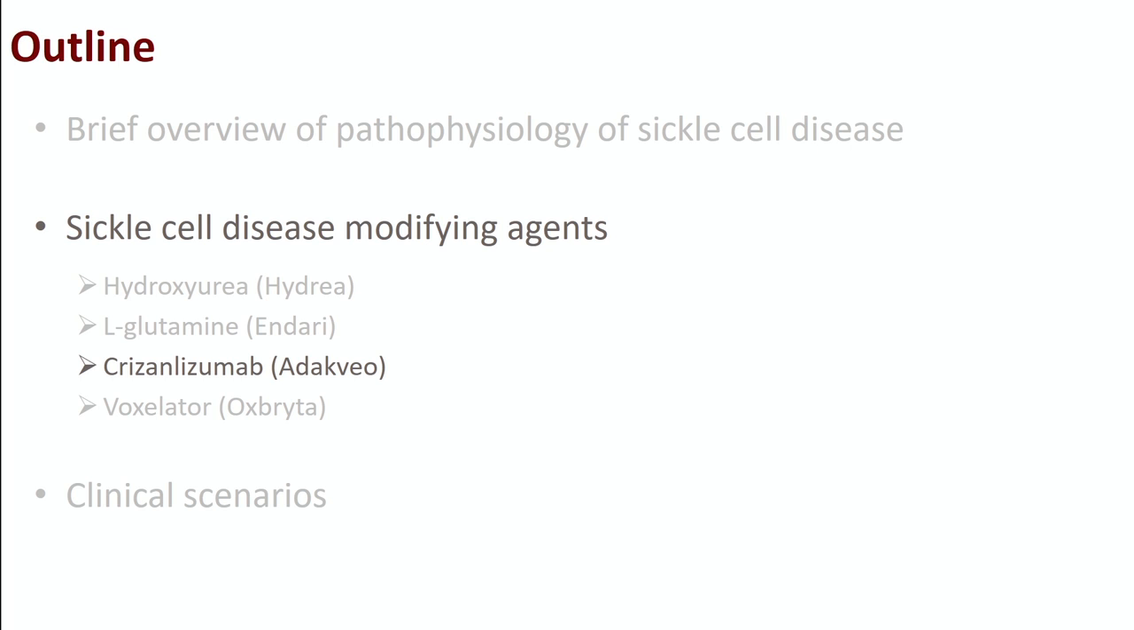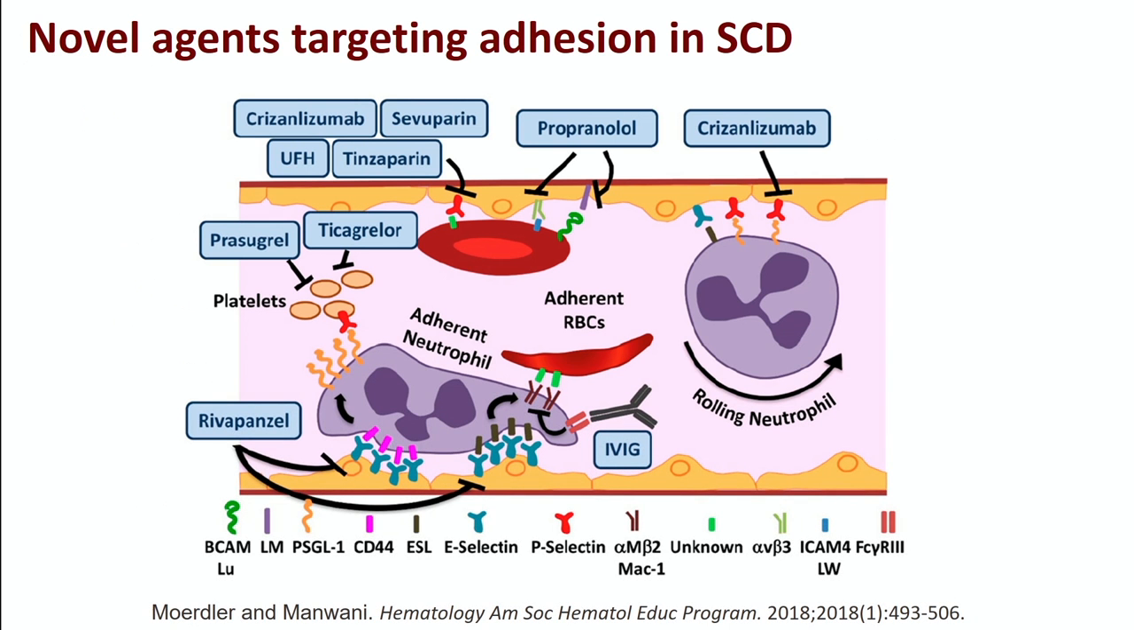It's crizanlizumab, or Adakveo. I don't know how they came up with that name, but I'm just going to call it crizanlizumab for the rest of this talk. What it does is that crizanlizumab and its family of drugs target the selectins, or adhesive molecules, that are in play when you have ongoing vaso-occlusion with sickle erythrocytes, and neutrophils extravasating to that site with activated platelets.